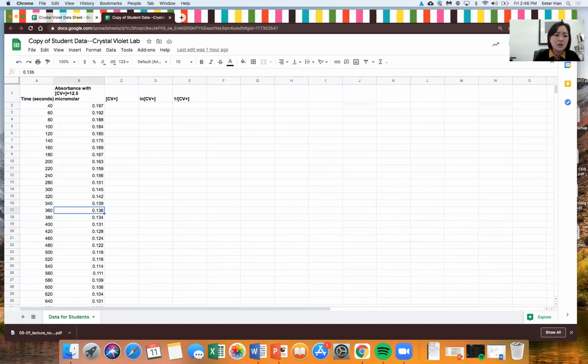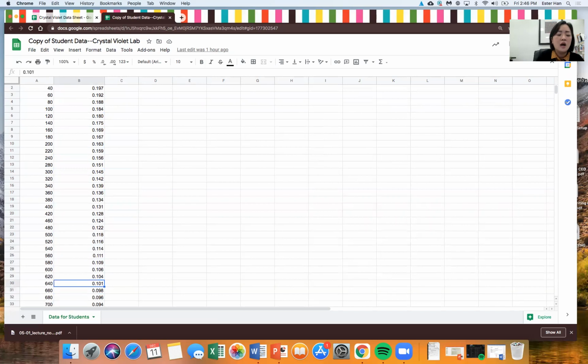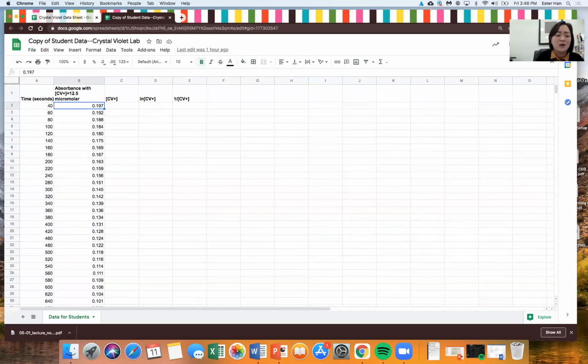And you should notice here that as time is increasing, the absorbance values are going down because more and more of the crystal violet is reacting with the hydroxide and you're getting it to turn clear. And the whole point of this lab is you want to figure out what is the reaction order for crystal violet. Is it 0, 1, or 2 in terms of how it impacts the speed of the actual reaction itself for crystal violet turning clear with sodium hydroxide?